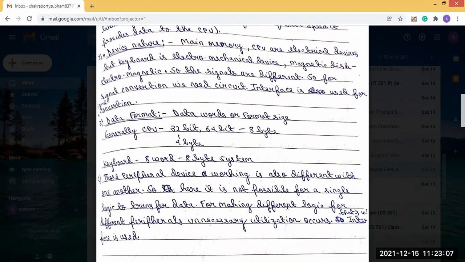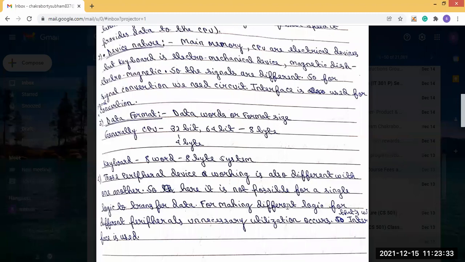Okay. Sorry. So it is clear. It is clear to everyone. Yes, sir. Yes, sir. Okay. So this is our interface concept.